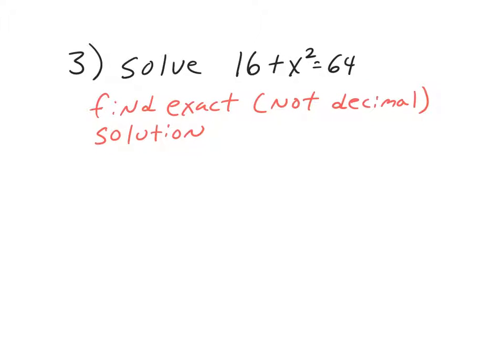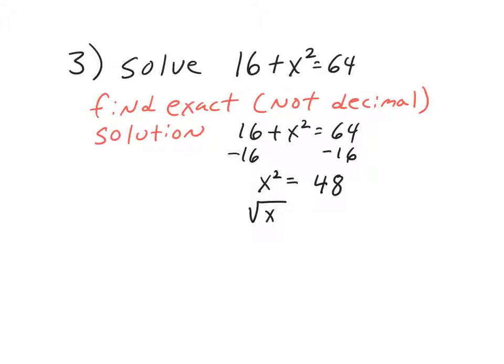We'll have 16, and we need to subtract it from both sides. I'm just going to copy the problem down over here. We subtract 16 from both sides, and we get x squared is equal to 48. And then to solve that, you have to take the square root of both sides. So we get the square root of x squared, which is x, and the square root of 48. So x is equal to the square root of 48, and that we need to simplify.